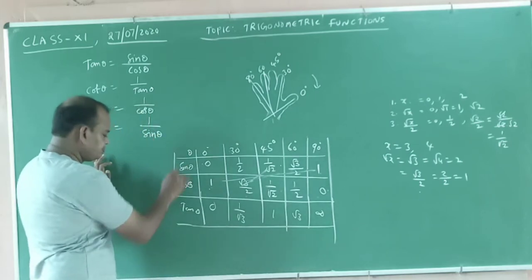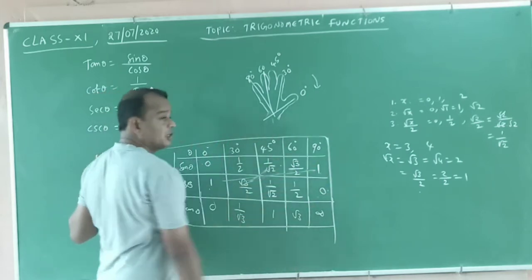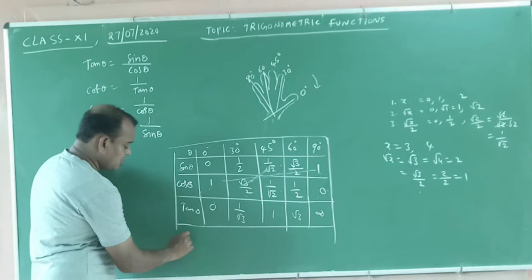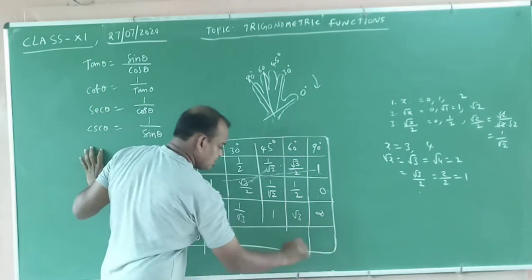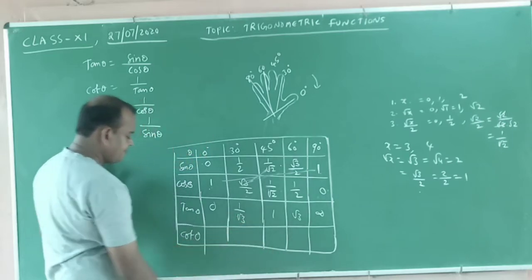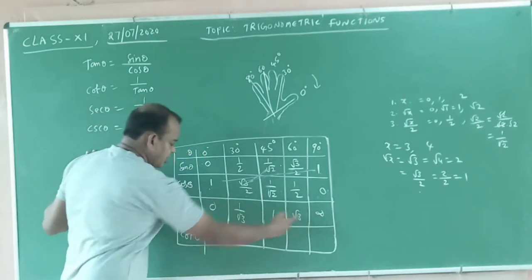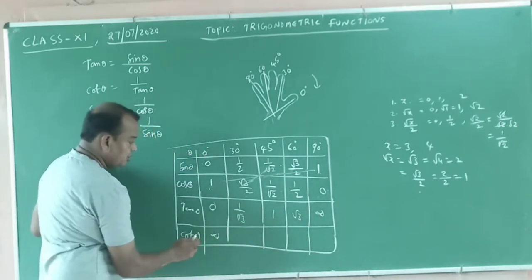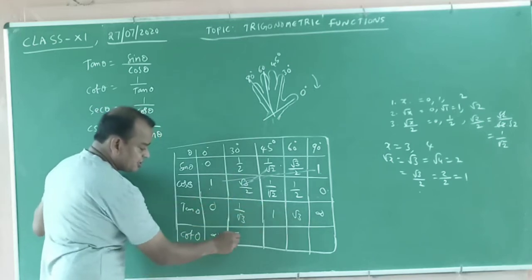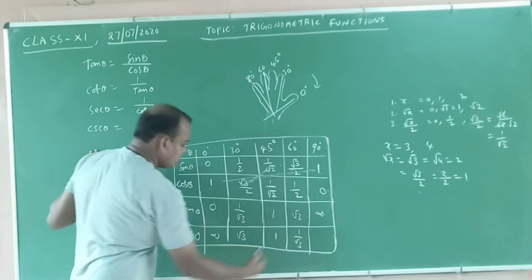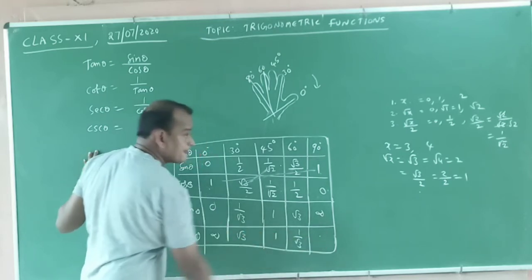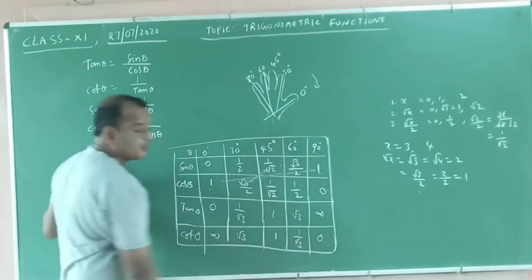After that, tan after cot, you write in reverse order. Cot 0 is not defined, cot 30 means this one, reverse order, root 3, same, next 1 by root 3, next 0 here. Next secant.